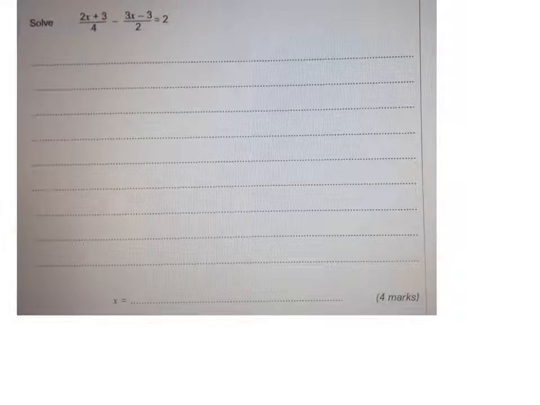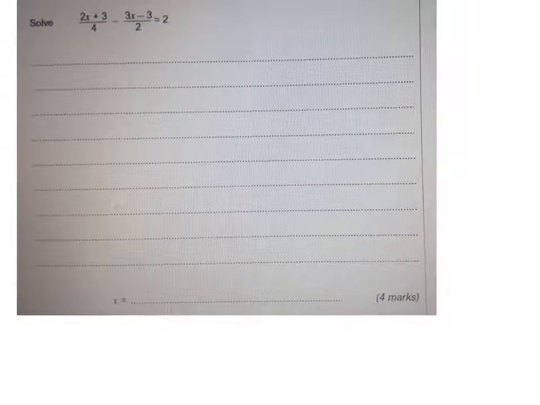Okay, so solving with fractions. If you just think about your big ideas in terms of equivalent fractions, before we can actually take these two fractions away from each other, we need a common denominator. So we've got one denominator of 4 and one of 2.